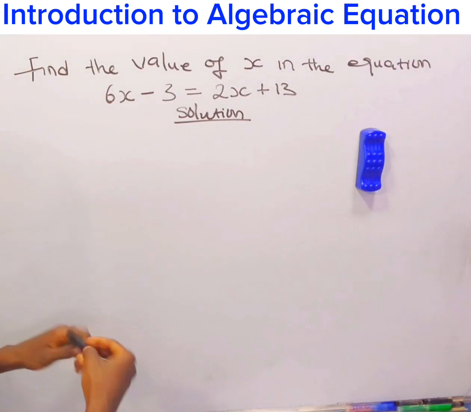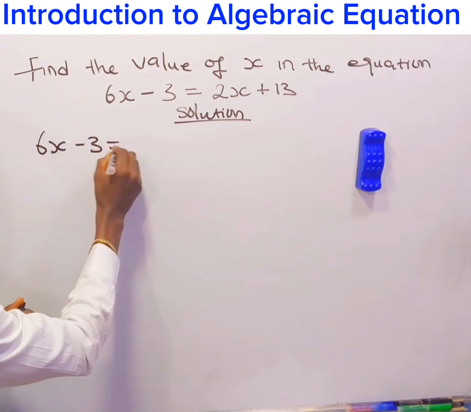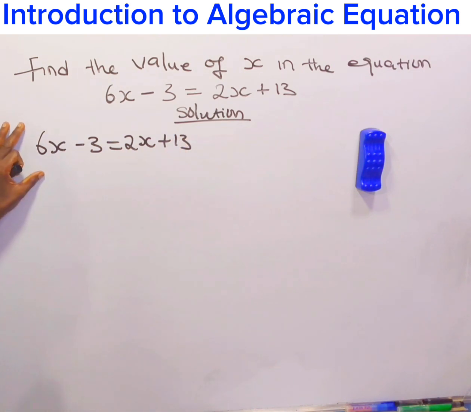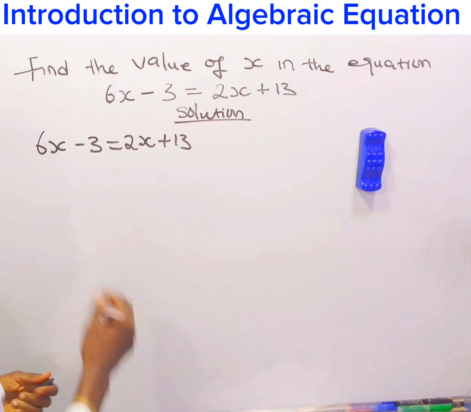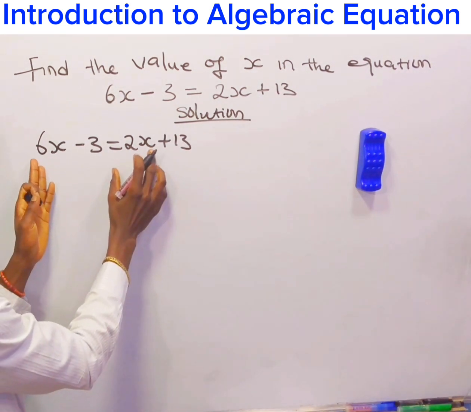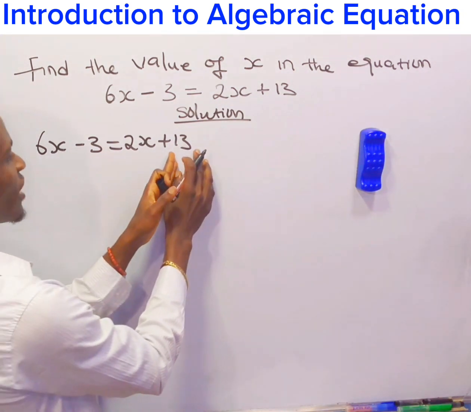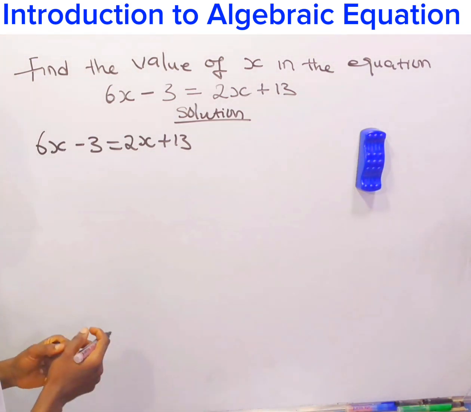We are going to start with collecting like terms. Let's start with the first step, collecting like terms. Like we explained, like terms are simply elements that are the same. For instance, 6 is carrying x, 2 is carrying x. That makes 6x and 2x like terms. Negative 3 is not carrying anything. Positive 13 is not carrying anything. They are ordinary numbers, so they are also like terms.